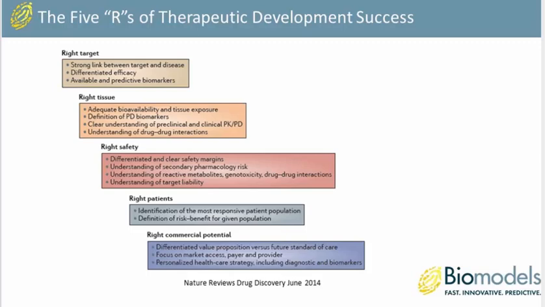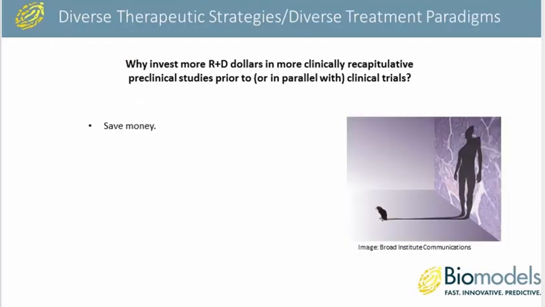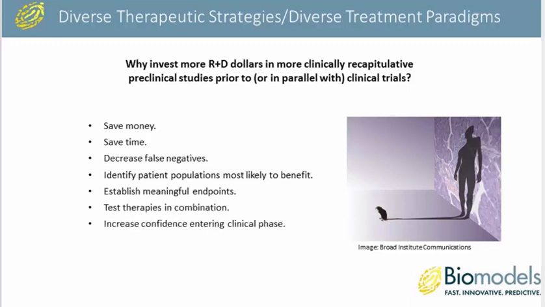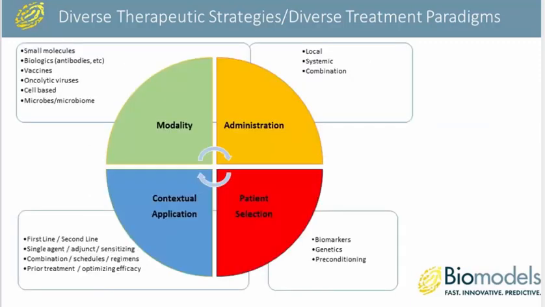Why do we think more R&D dollars might be better spent on co-clinical or preclinical studies prior to or in parallel with clinical trials? We think ultimately we can save money, save time, decrease false negatives, identify patient populations most likely to benefit, establish meaningful endpoints, be able to test therapies in combination, which are more accurate, increase confidence when you're entering the clinical phase, and ultimately increase clinical success rates.